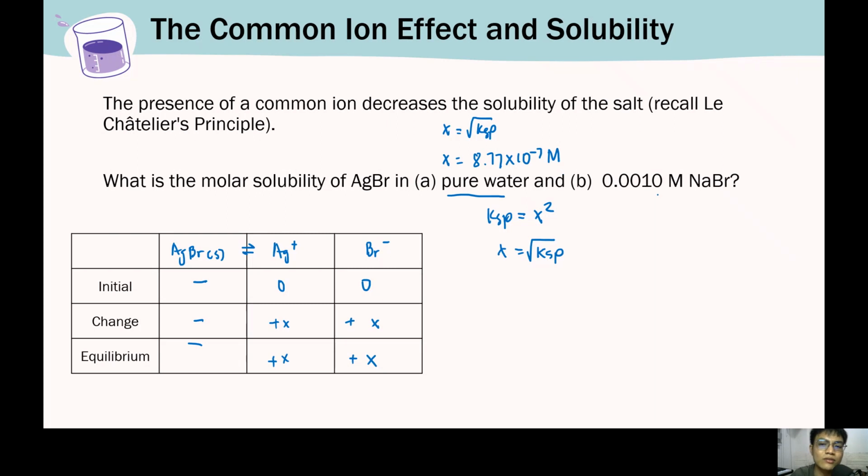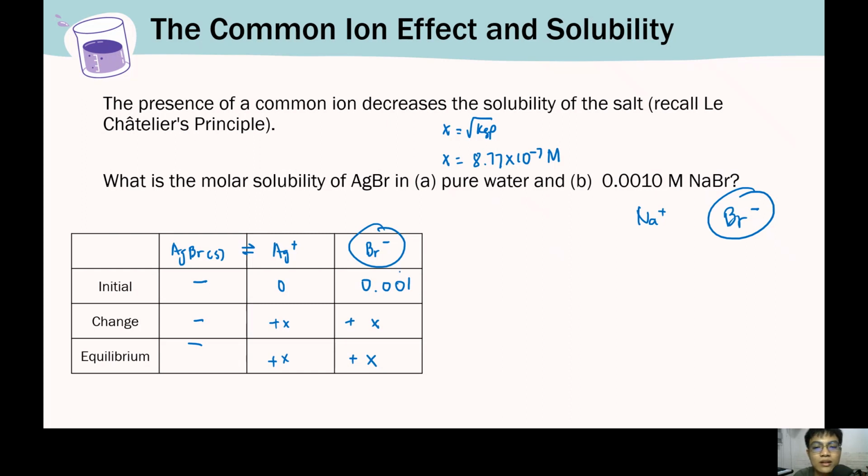The question is, how about in the presence of a common ion? When we say common ion, it means there is an ion that is the same as the one in our equilibrium. In this case, sodium bromide can dissociate into sodium ion and bromide anion. And as you can see, the bromide anion is the same as the one in equilibrium, right? So, the initial concentration of Br is no longer 0. Rather, it's 0.001. You can use stoichiometry to get the molarity of the bromide ion. So our equilibrium expression will change, meaning, there is Le Chatelier principle.